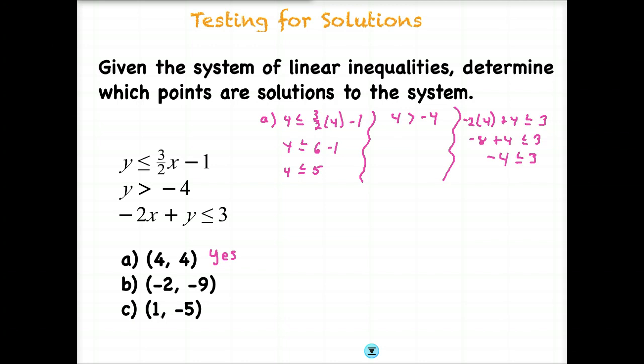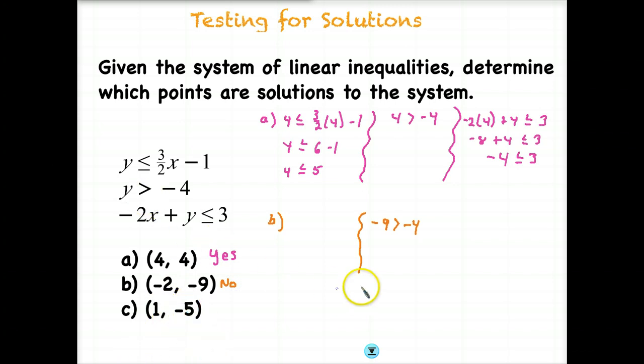So we would just want to continue on and test the other ones, and probably the easiest one to test it into is the second equation, because you only have to test one number. So let's go ahead and do that just to speed up the process. We'll test the middle equation. So negative 9, that's our y, is that going to be greater than negative 4? It is not. So our B is out. That's a no.